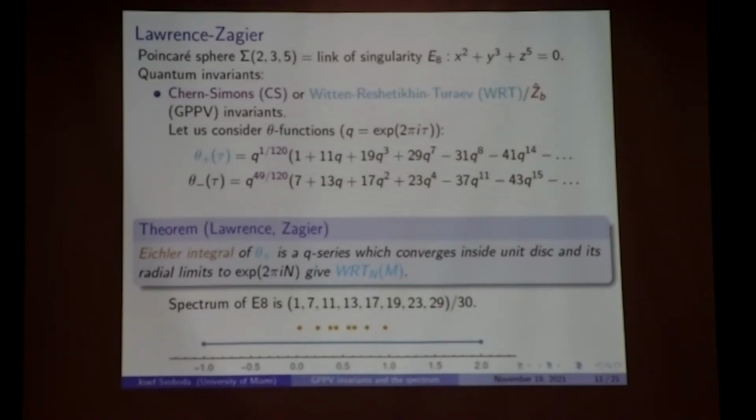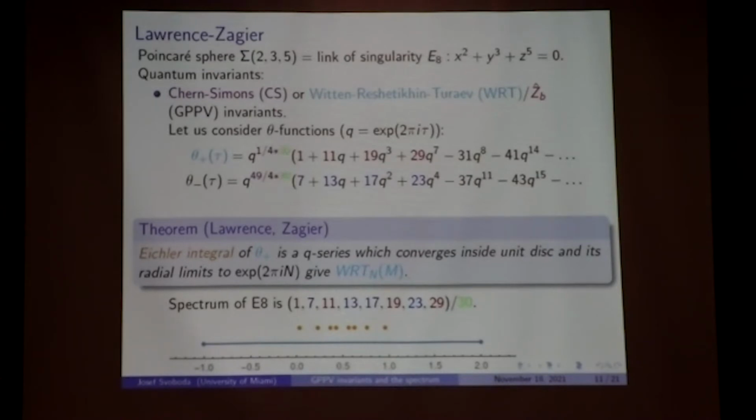Yeah, so now here comes an observation of a possible relation with the spectrum. So if you look at the spectrum of A, there are 8 numbers. You see them here between 0 and 1. And if you look at these coefficients, you have 1, 11, 19, 29 here, and you have 7, 13, 17, 23 here. So of course it can be just a coincidence, you know.